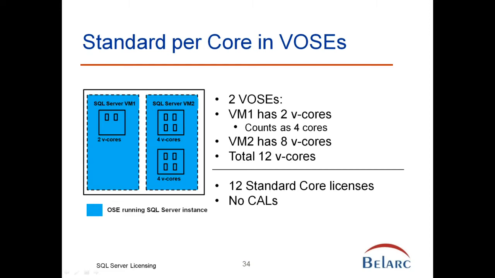But that machine on the left that has just the 2 cores is subject to that 4-core minimum rule. So you have to license it for 4 cores. So you need 4 cores for the left machine and 8 cores for the right machine. And that's what gives you a total of 12 cores being used, and so 12 licenses are needed. And again, no CALs are required.